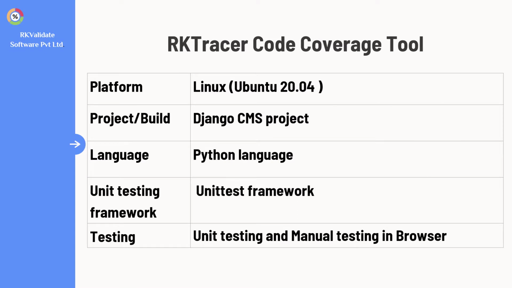In this video, we are going to learn how to generate code coverage using the ArchiTracer tool when we do unit testing and manual testing of an application in the browser, using the following environment. The platform is Linux. The project is Django CMS, open source, and the language is Python. The unit test framework is used, and we're going to do unit testing as well as manual testing in the browser.